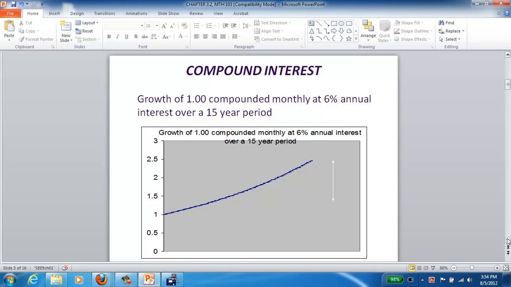This is one example that you can see the growth of $1 compounded monthly at 6% interest in a 15-year period. That means the $1 is going to be around $2.45, as you can see from the graph.